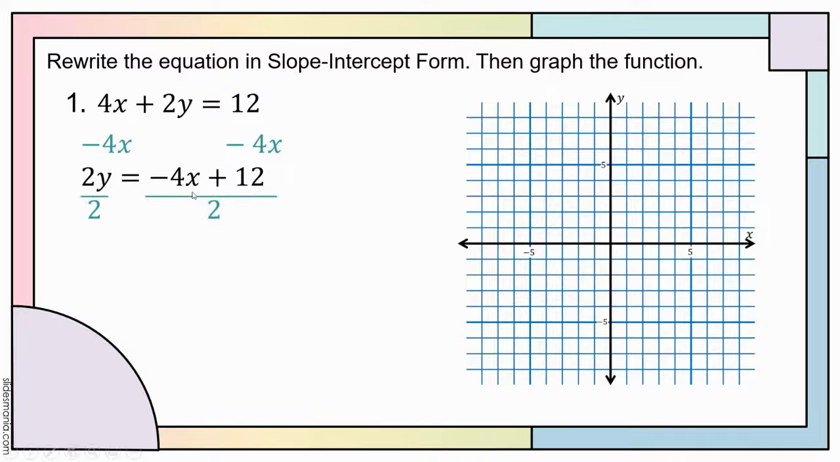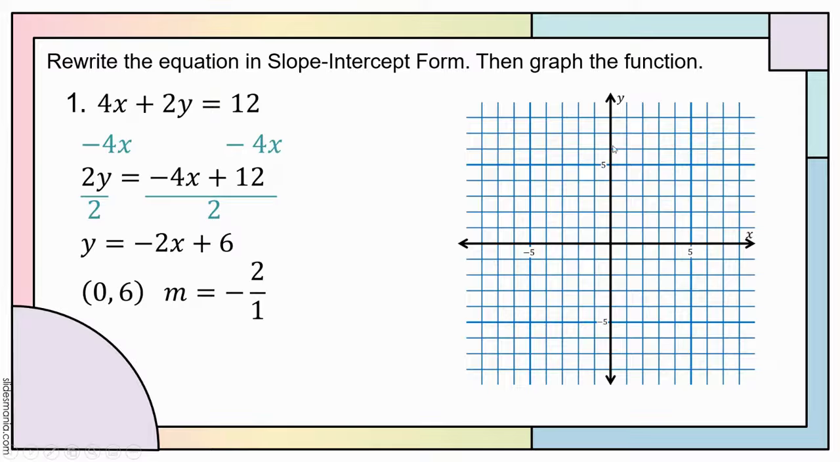So our negative 4x divided by 2 becomes negative 2x. 12 divided by 2 becomes 6. So now we have the equation in slope-intercept form. It started off in standard form. It only takes 2 steps to get it to slope-intercept form. So that was subtracting and then dividing. Now we can identify the y-intercept of 0, 6 and our slope of negative 2 over 1.